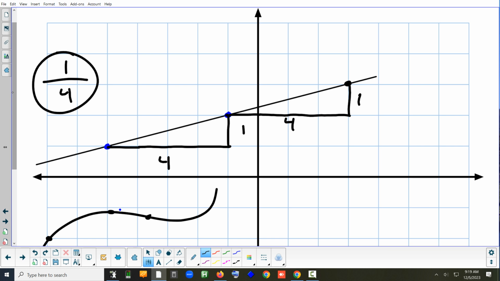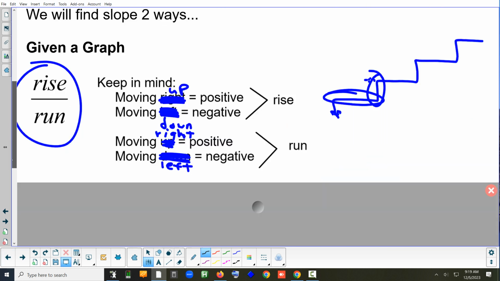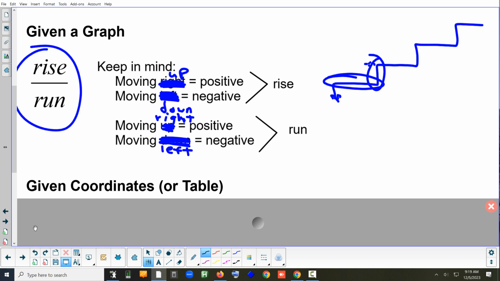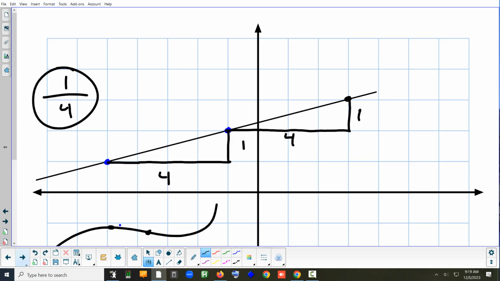So that's probably the easiest way to find the slope when you have a picture and you can just count. That's if you are given a graph. Now, another way you can do it is if you are given coordinates. Let's go back to this picture for a second.